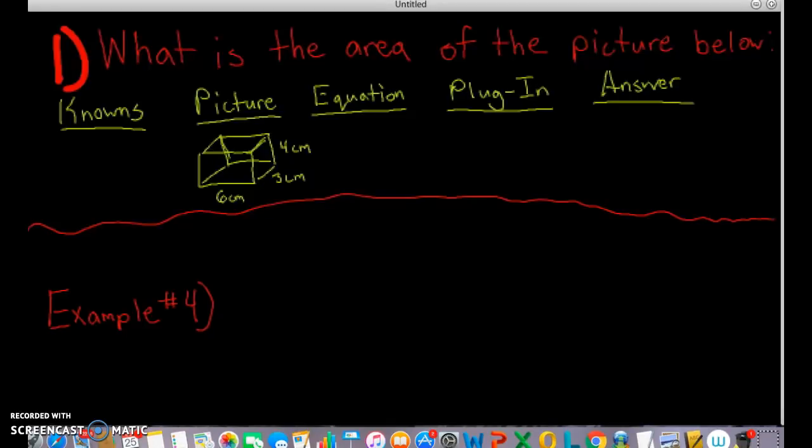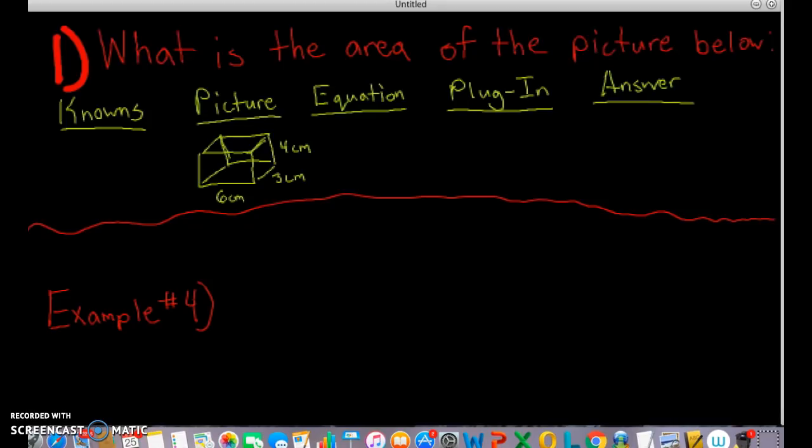All right, welcome to our area, perimeter, and volume calculation with a little bit of unit conversion. I'm going to show you how to do number one, and you're going to do two and three on your own. And then I'm going to also give you an example of number four, and then you're going to try to do that on your own. Okay, so let's start off with number one.